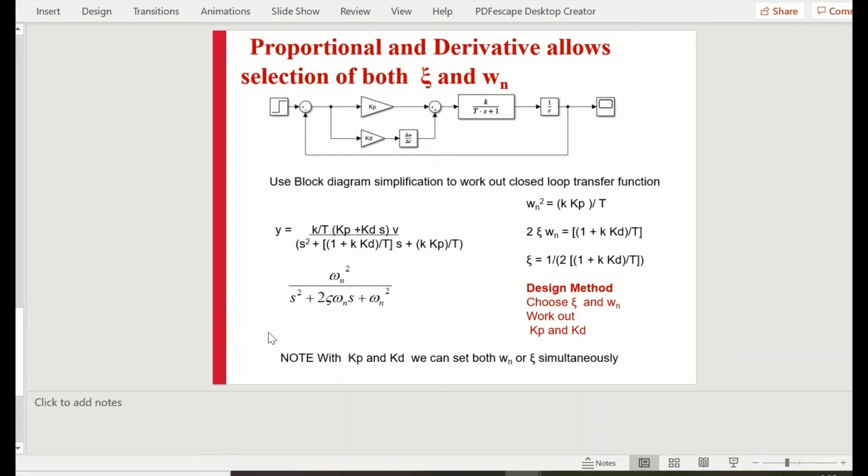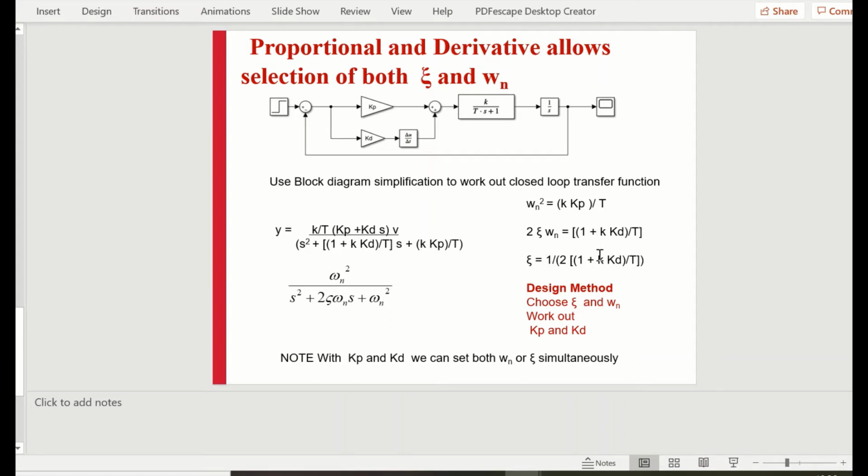Now, when we've done that, we can say that this term here is the same as this one here, and this term here is the same as this one here. So we get two little equations. Omega n squared is K Kp over T, and 2 zeta omega n is 1 plus K Kd over T.